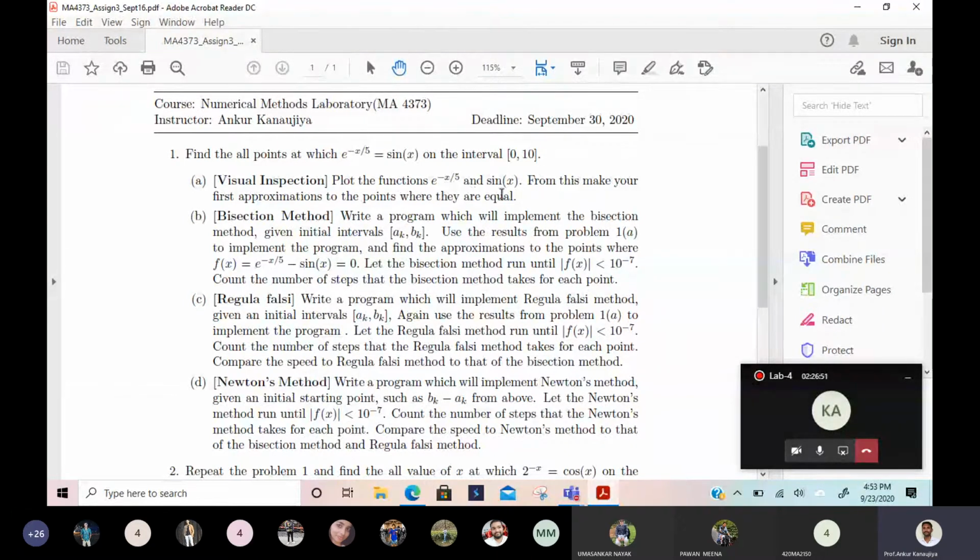Okay, so the first part is clear. You have to plot the function e to the power minus x by 5 and sin x. After that plot, can you find the approximation where both are equal? So from the graph, can you tell me where they are equal? So I will plot the graph. Yes, sir. So how to plot? The range is 0 to 10. So what to do for the graph?